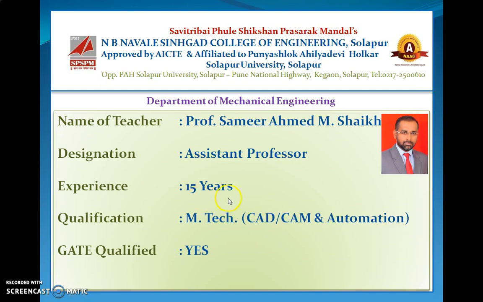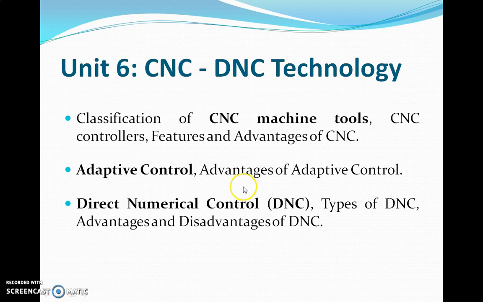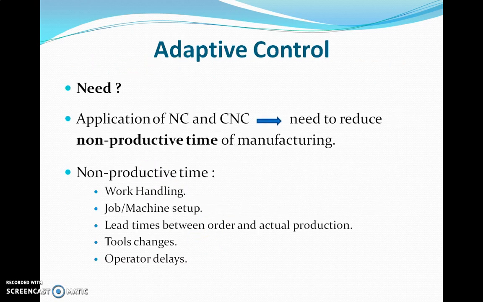So, in the previous lecture, what we have seen is the features and advantages of CNC. In today's lecture, we will try to cover what is adaptive control and what are the different machining parameters that will affect the adaptive control.